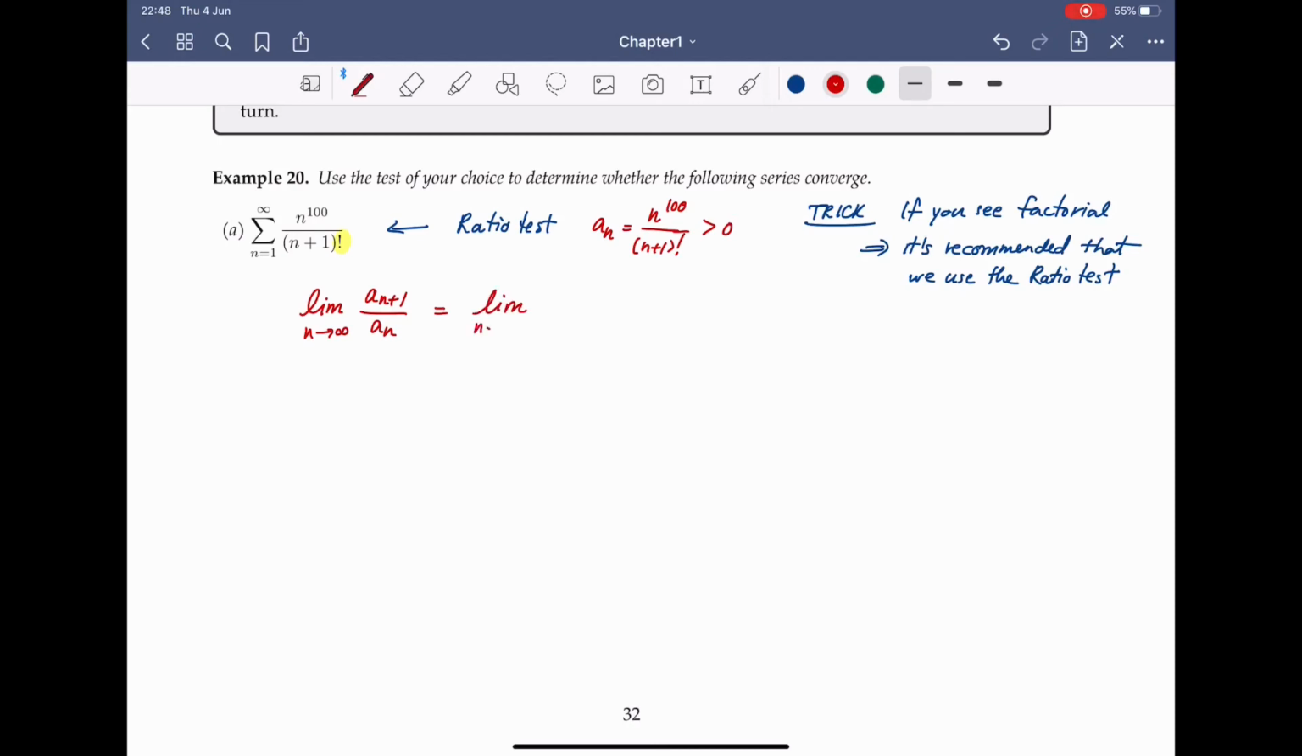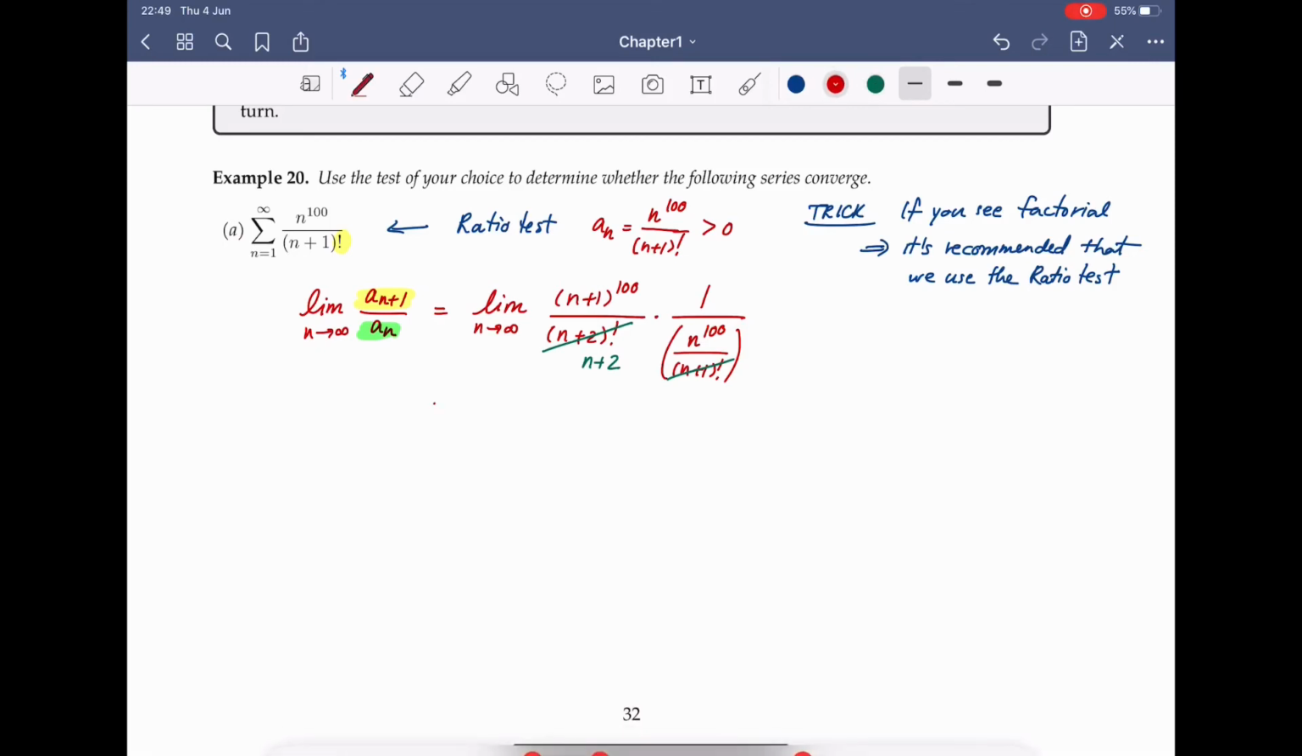So it is the limit of, let's start by replacing n by n plus 1, so I am going to have (n plus 1) to the 100 power over (n plus 2) factorial. And then my a sub n here is just 1 over n to the 100 over (n plus 1) factorial. Let's see how it cancels out. (n plus 1) factorial is going to cancel with (n plus 2) factorial, so you have just n plus 2 left.